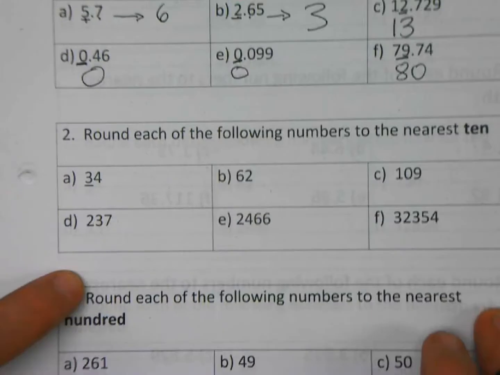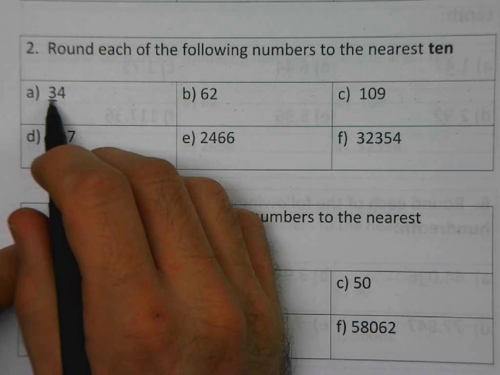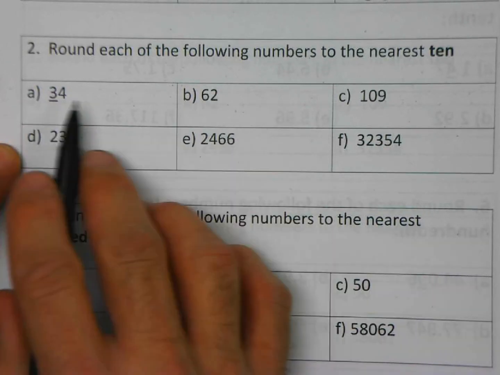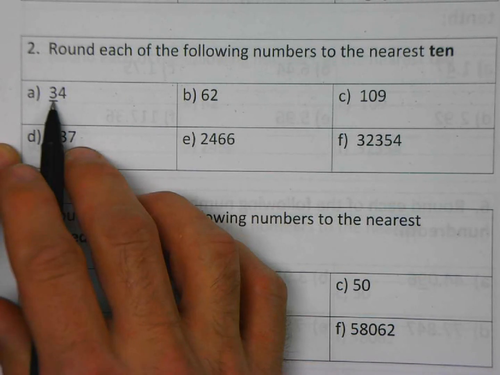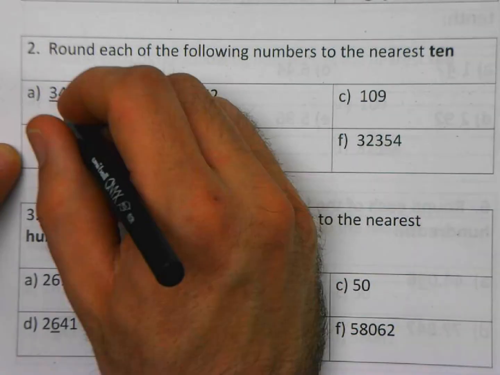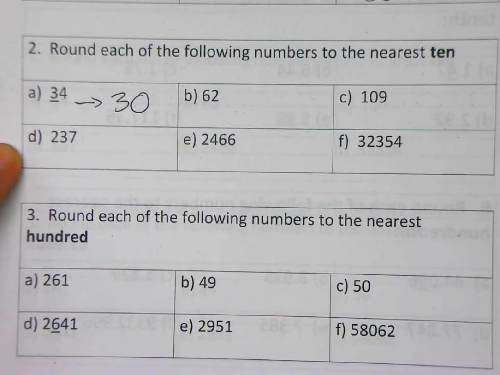Okay? Next one, we're going to round to the nearest 10. And it's underlined the tens column. So the tens column is the second one from the right. So there's the tens column. It's the 3. We look to the next number. There's a 4. So it's going to stay the same. We got 30. Just 30.